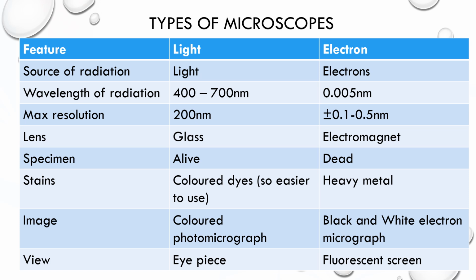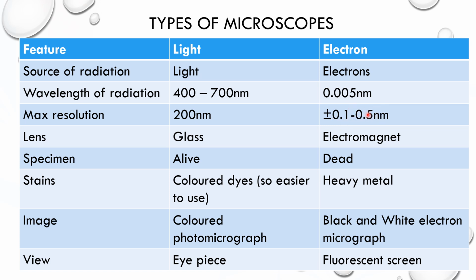Now, guys, you know we have types of microscope. We have light and electron. These are the differences between them. You can see the source of radiation here is light, and here it is electron. The wavelength of light is 400 to 700 nanometers. The electron wavelength is too short, very short. So this has a small wavelength. Maximum resolution is 200 nanometers for light, and for electron it is from about 0.1 to 0.5 nanometers.